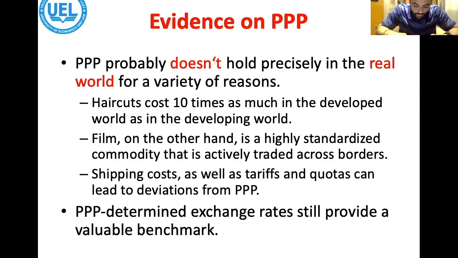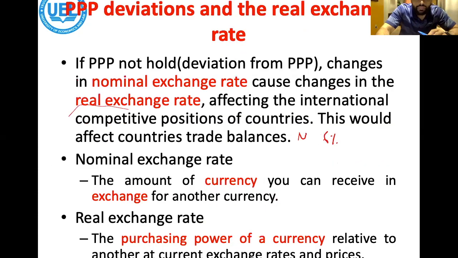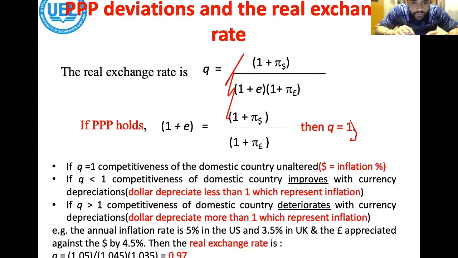In the last example, when we talk about the meaning of Q, the inflation in the US is 5%, and the inflation in the UK is 3.5%. But why does the dollar still depreciate against the pound by 4.5%, but not 1.5%? No, this is... we already... no.